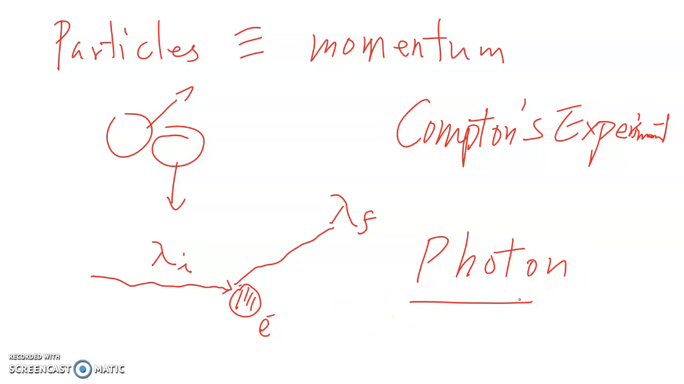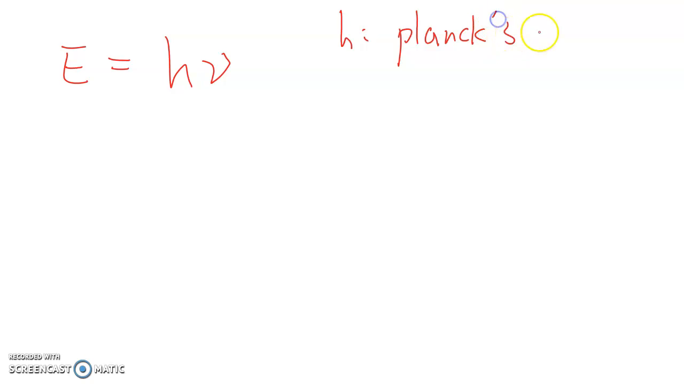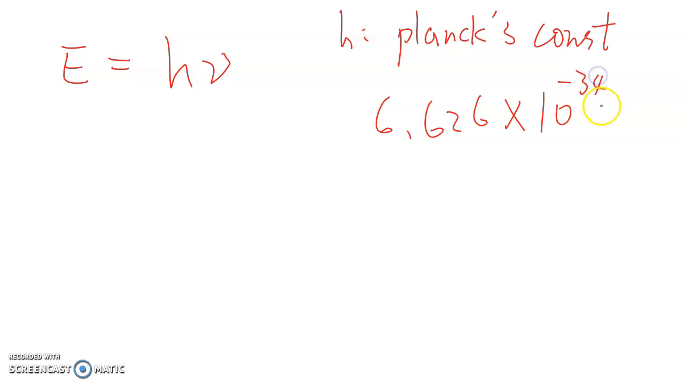There is a way to describe the energy of a photon. Energy is equal to the Planck constant times the frequency of the photon. The Planck constant, h, is roughly equal to 6.6 times 10 to the negative 34 joule-seconds.